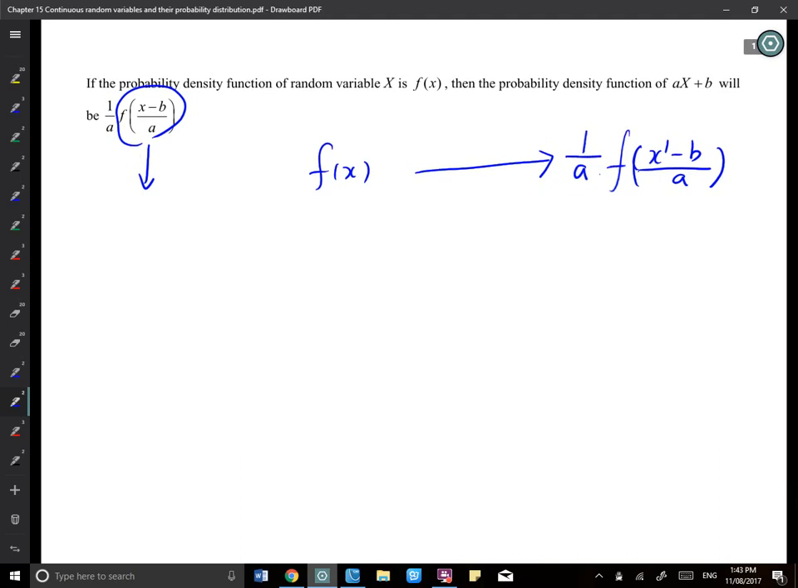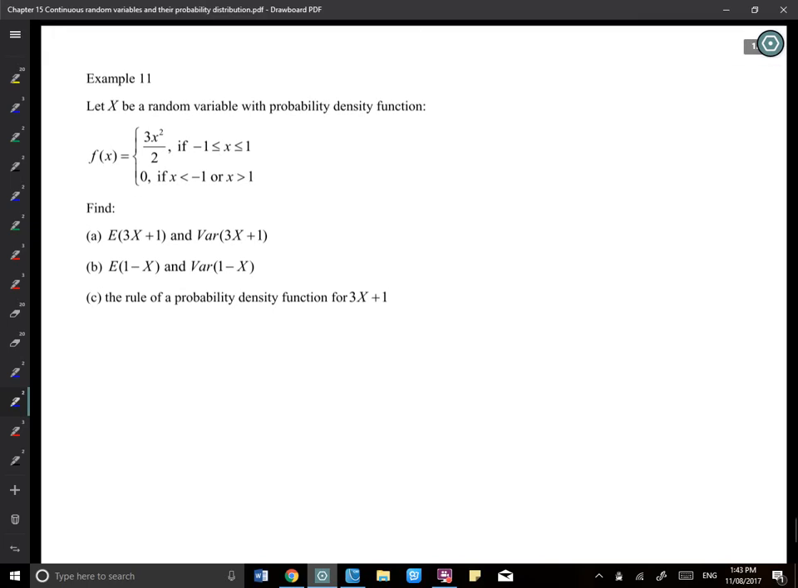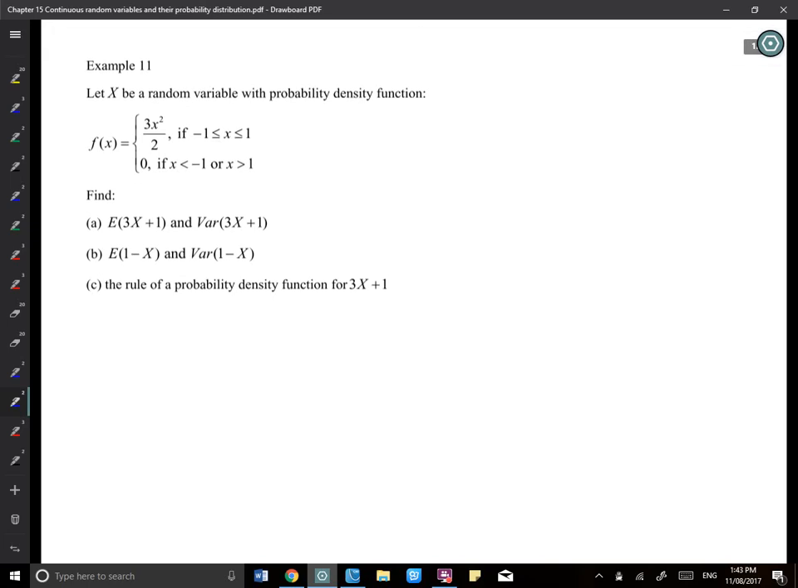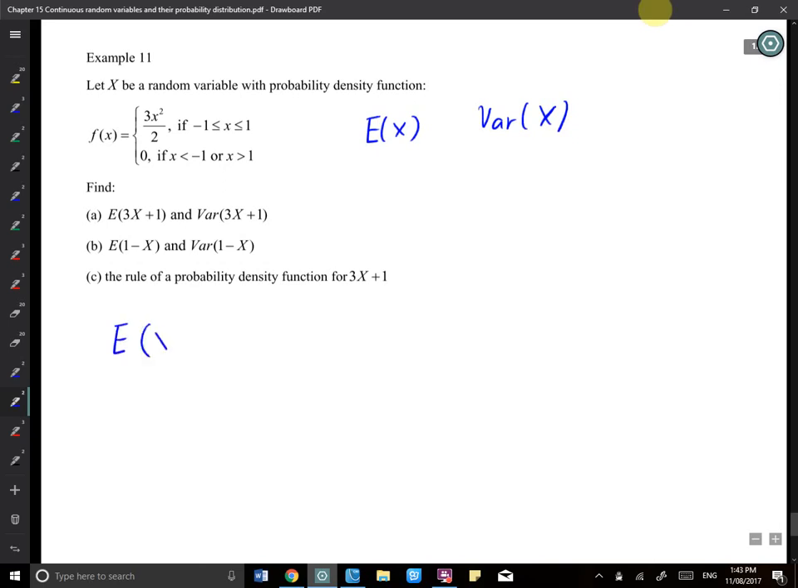So originally, well, let's directly look at an example. Let X be the random variable with that probability density function. What I want to know is the expected value of 3x plus 1 and the variance of 3x plus 1. So I need to find expected x and variance x first, and then I can apply the transformation. Now I just have x, so I'm looking for expected x.